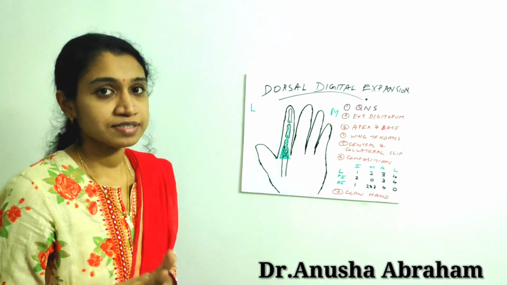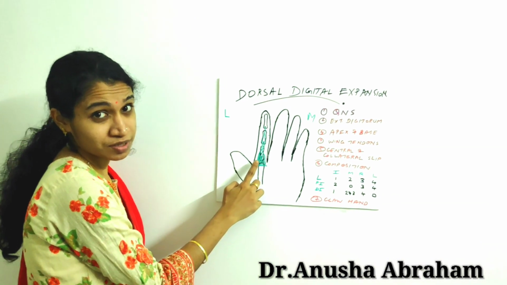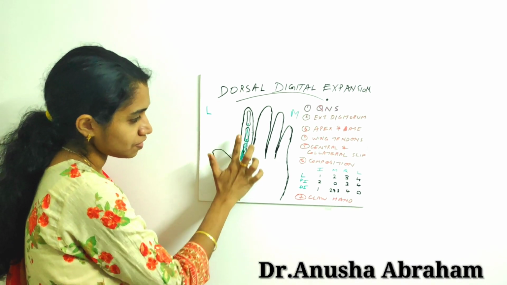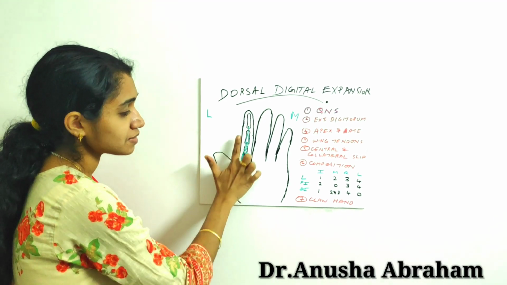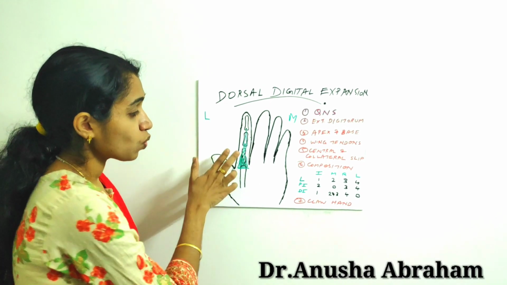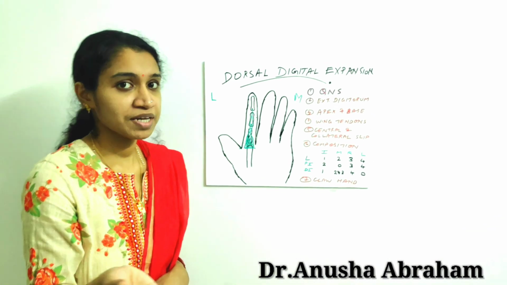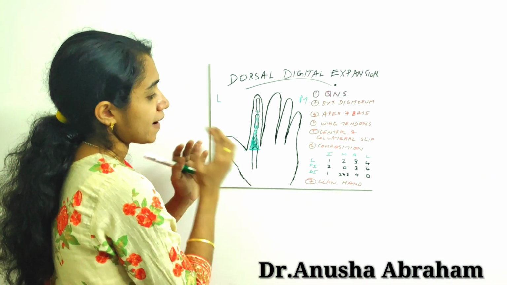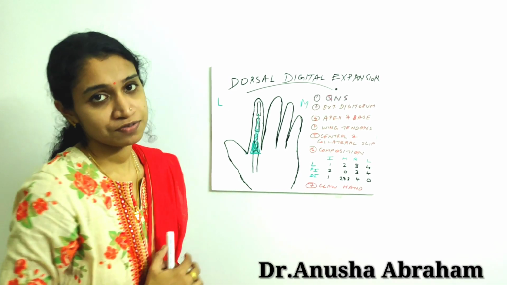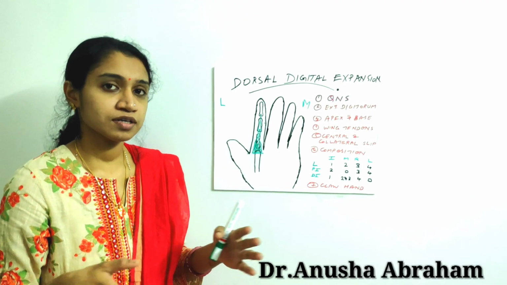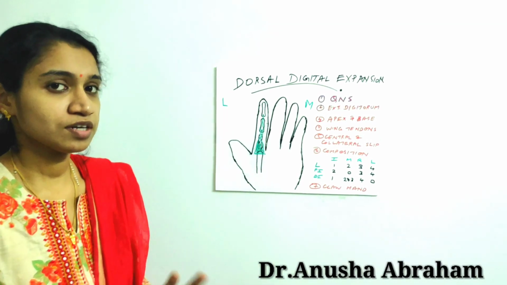Another difference is that the central slip acts on the metacarpophalangeal joint. The central slip, as I told, carries mainly the insertion of the extensor digitorum muscle and acts mainly on this metacarpophalangeal joint, while the collateral slips carry the insertion of the lumbricals and interosseae, and they act on the metacarpophalangeal joint as well as the interphalangeal joints. So both the central and collateral slips act independently.